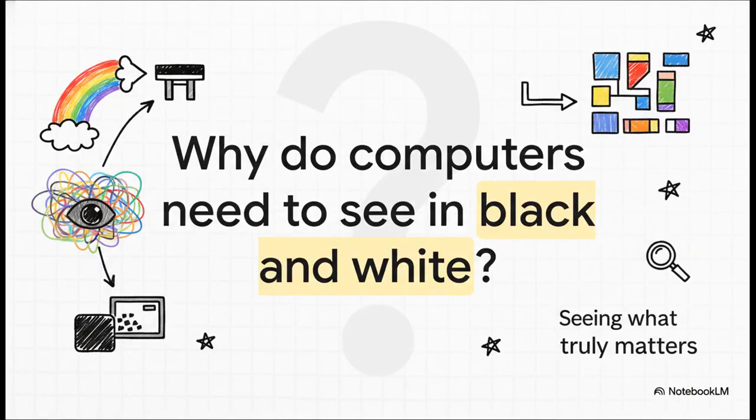So, first question, and it sounds totally backward, right? I mean, our world is bursting with color, so why on earth would a computer's first move be to just throw all that amazing information away? Well, it's because sometimes, to see what really truly matters, you have to get rid of all the noise first.